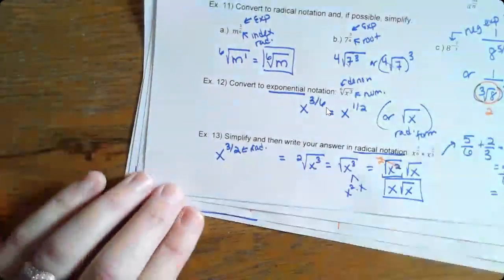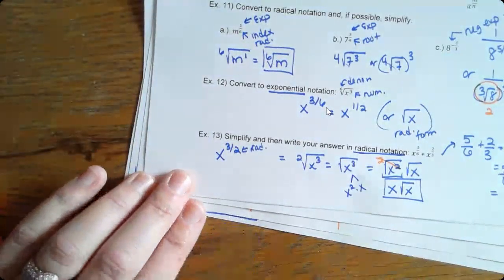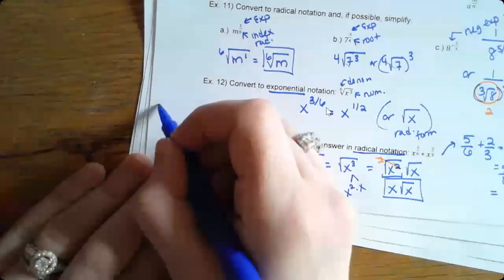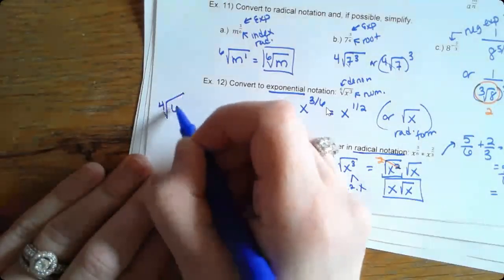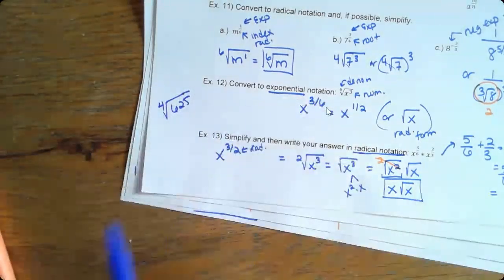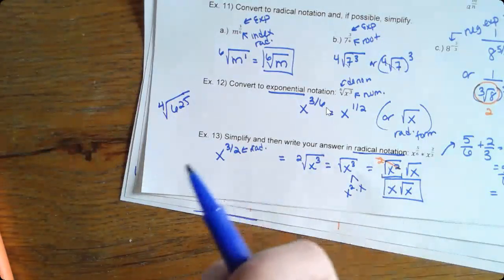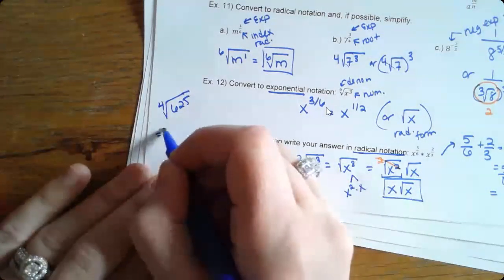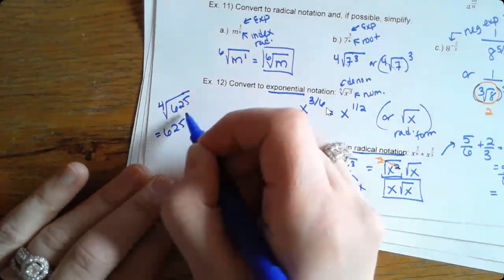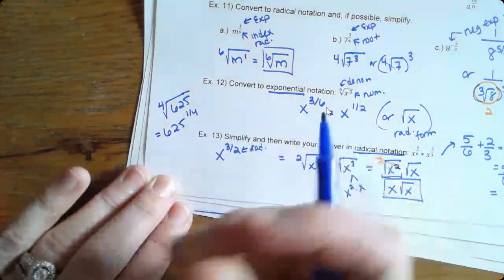Now, a really helpful application of this idea is on using your calculator. So let's say you're on your calculator and you would like to find the 4th root of 625, and you're like, I don't have that button on my calculator. What you can do is convert it to an exponent. So this is the same thing as 625 to the 1/4 power.